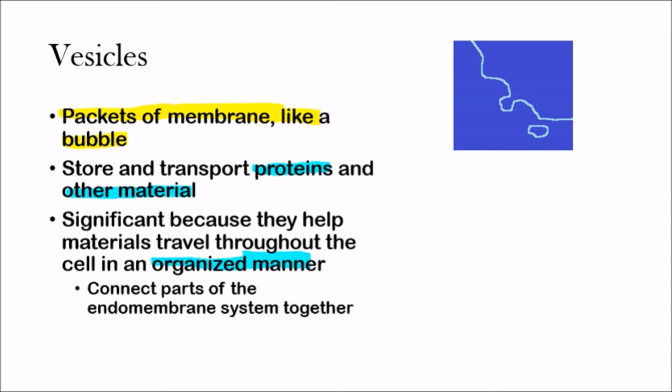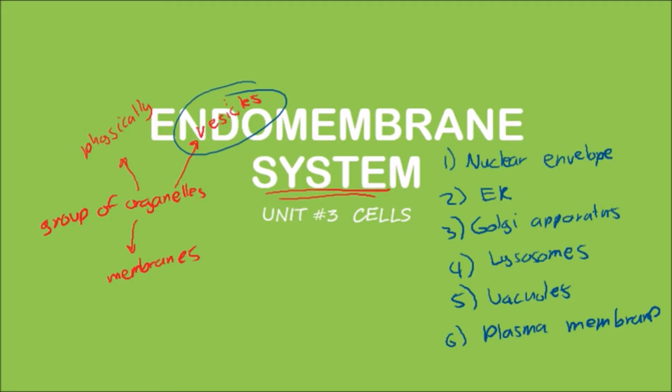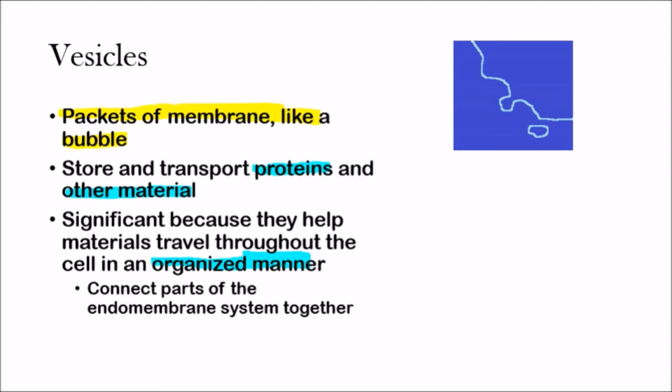I mentioned this when I said that all the organelles of the endomembrane system are connected through vesicles. So that's what vesicles do. They connect the parts of the endomembrane system, which you will notice as I get through this video. So if this doesn't make any sense, that's okay.